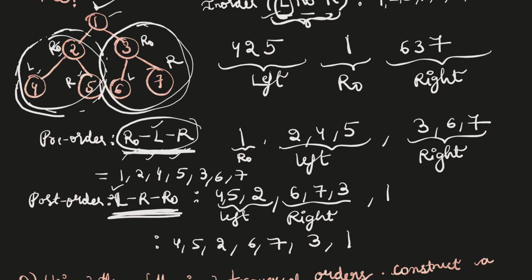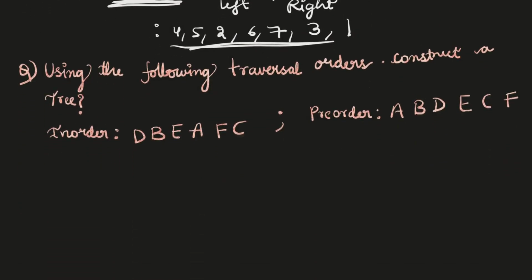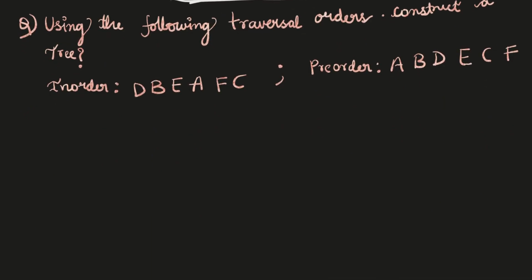And you'll get your final answer. If you want to check it again, then you can draw the tree diagram again. If it matches, then your order is correct. Okay. Now coming to the second type of question, that is using the following traversal orders, construct a tree.